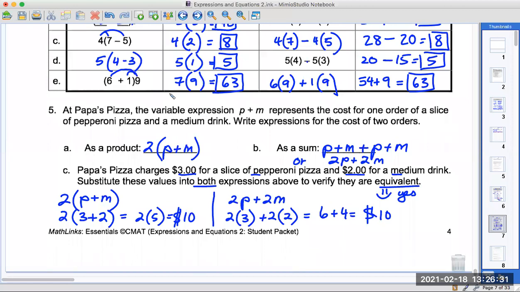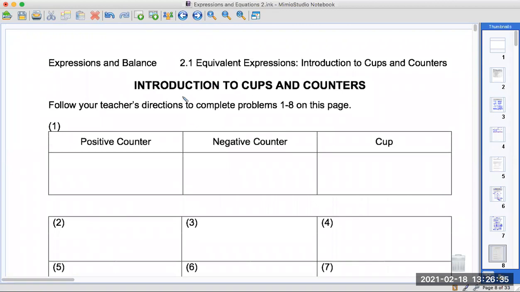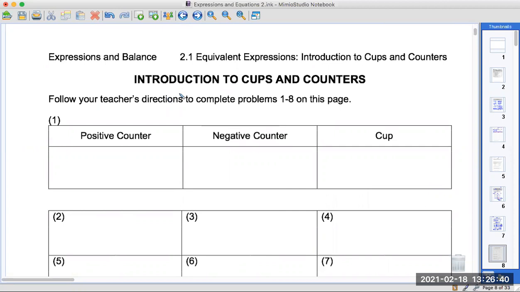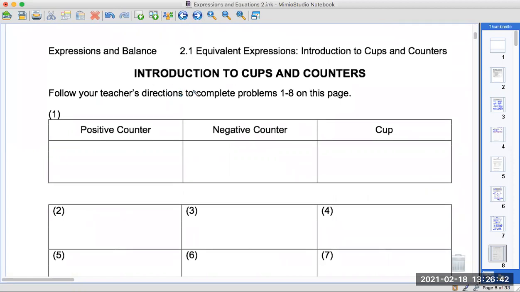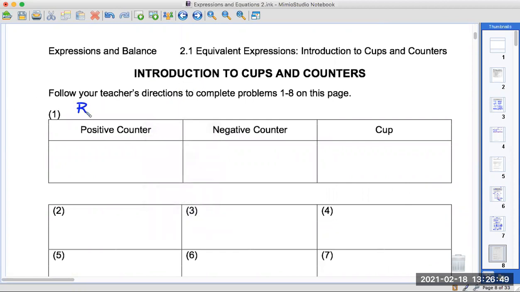Okay, now our next page is page 5, cups and counters. Introduction to cups and counters. Now this is a way to help you combining like terms. Eventually you will not do that. Eventually you'll drop this little help and do it on your own. But until then we're going to try this, record the meaning of cups and counters.